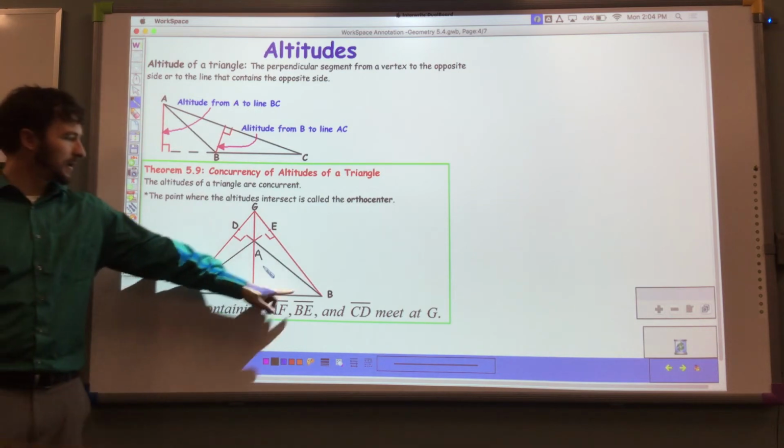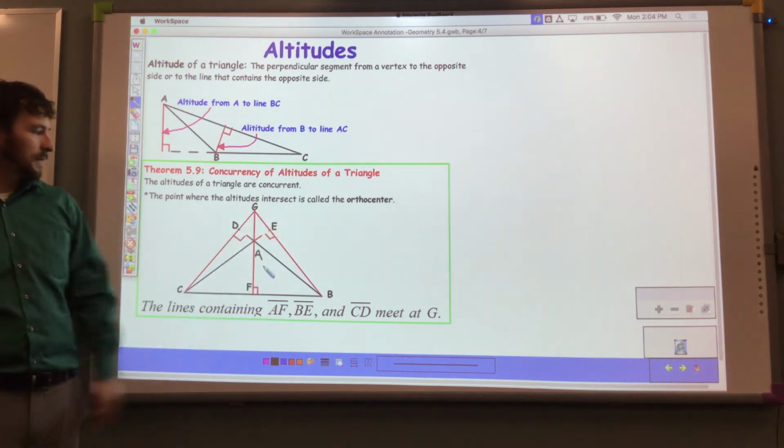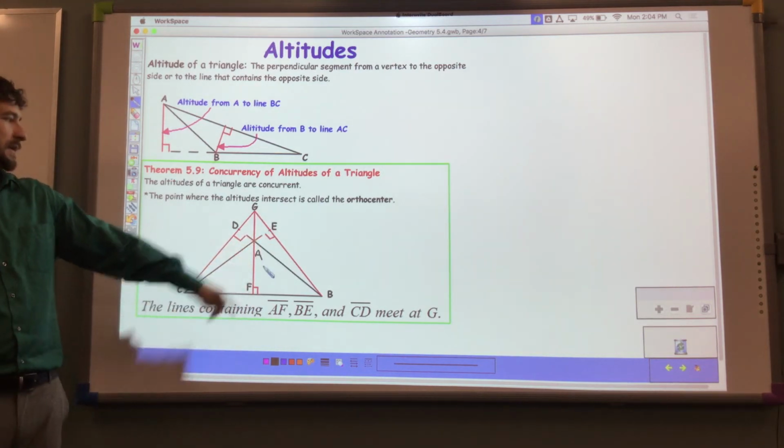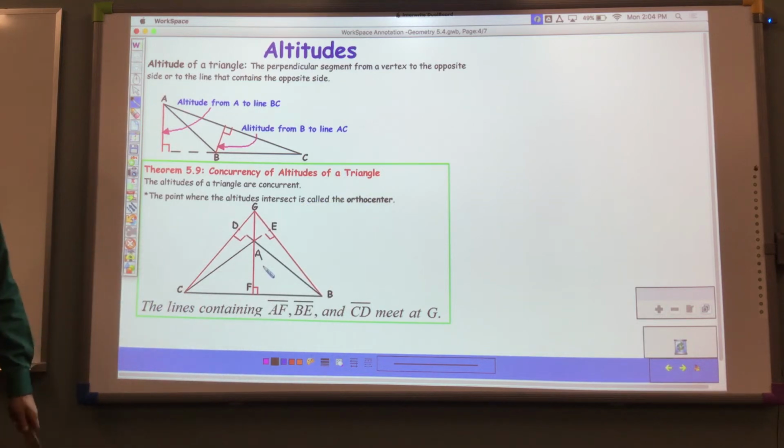So here's an altitude here, goes from B to the opposite side. And we've got an altitude here. So again, we say all those altitudes meet at one point. This point's called the orthocenter.